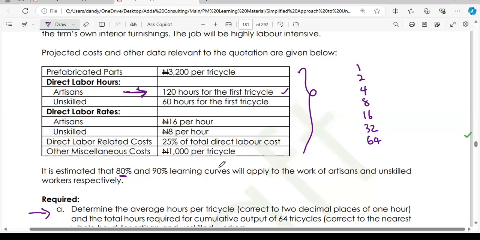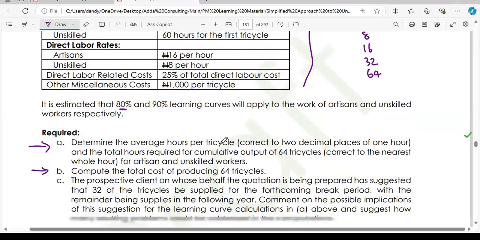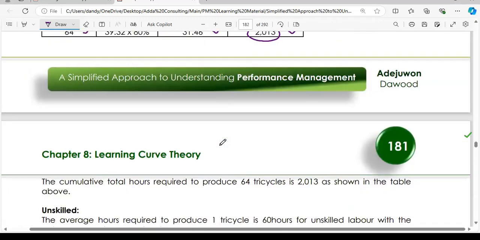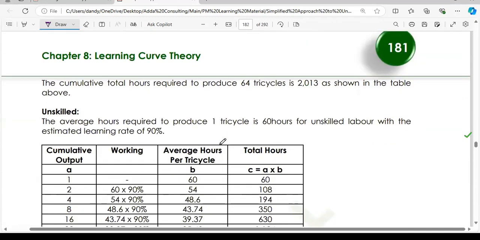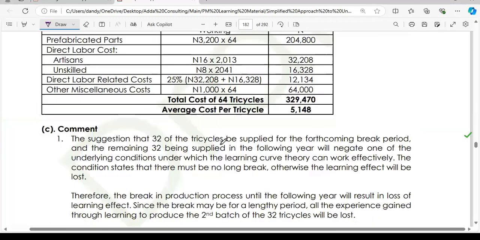Then I will now consider direct labor related costs, 25% of the total direct labor cost. All of that, just put it on the table for this in the solution. Go there together. Yes, this is it.